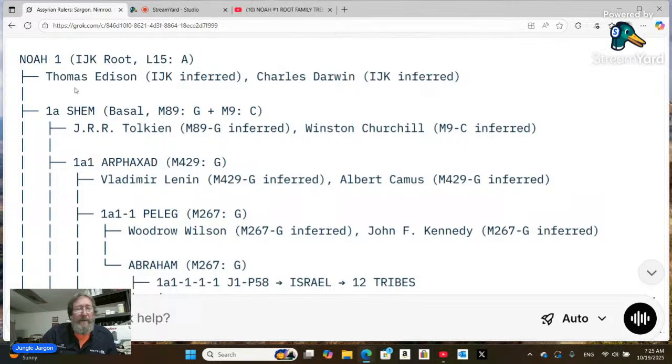It lists Thomas Edison and Charles Darwin, which Grok put. All this means here, this L15, everyone is under this designation. I don't even know why it's even mentioned, but Grok keeps on bringing it up for some reason, even though everybody has it. So whatever, that's why Thomas Edison is there and Charles Darwin. They're both inferred. Well, of course they are, because it belongs to everybody.